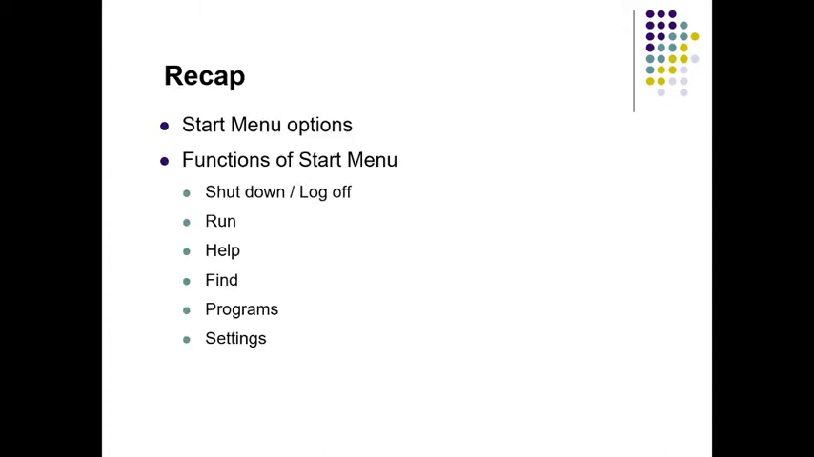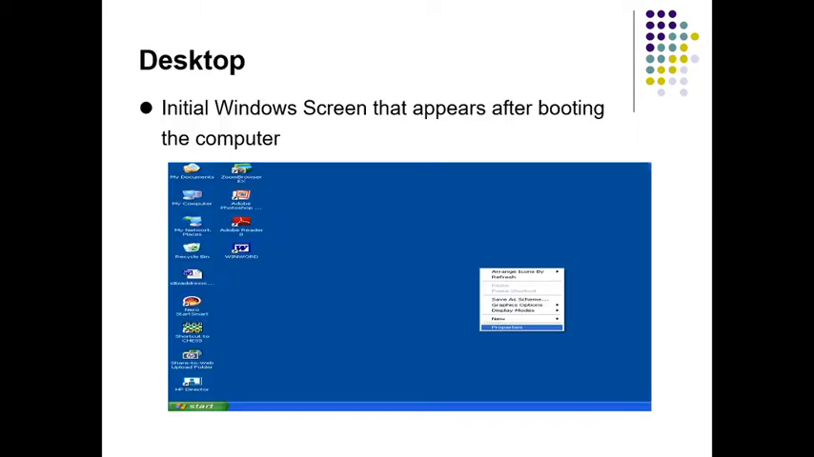In yesterday's class, we discussed the list of start menu items in Windows and the functions of each of the start menu items. We saw the list of start menu items of Windows 7, 8, and 10, and also the functions of each of these items, that is shutdown, log off, run, help, find, programs, settings. Now in today's class we'll be discussing the desktop.